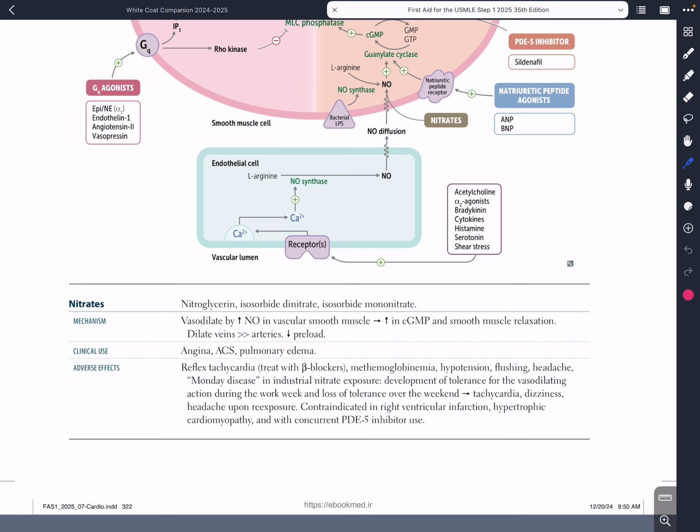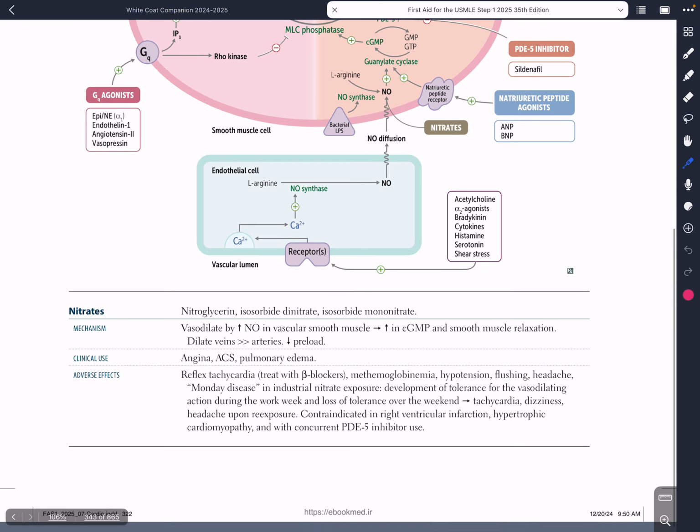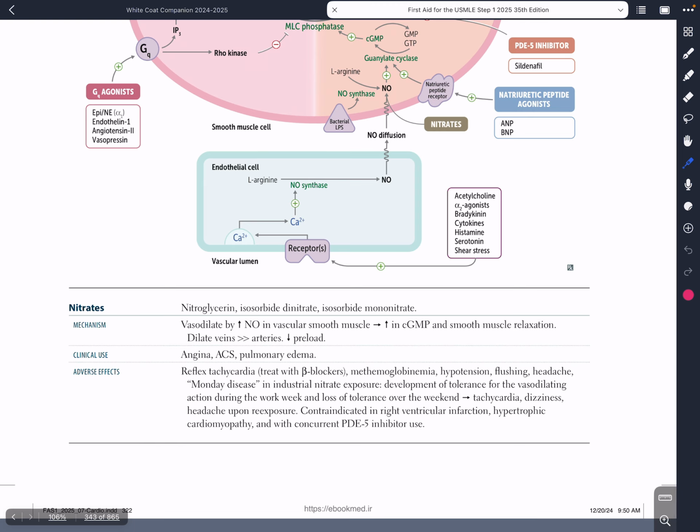What is contraindicated while you are on nitrates? If somebody is on nitrates, you cannot give them, at any point, a phosphodiesterase 5 inhibitor. Phosphodiesterase 5 inhibitors also vasodilate. Nitrates also vasodilate. Nitrates are also contraindicated in right ventricular infarction, right side MI.